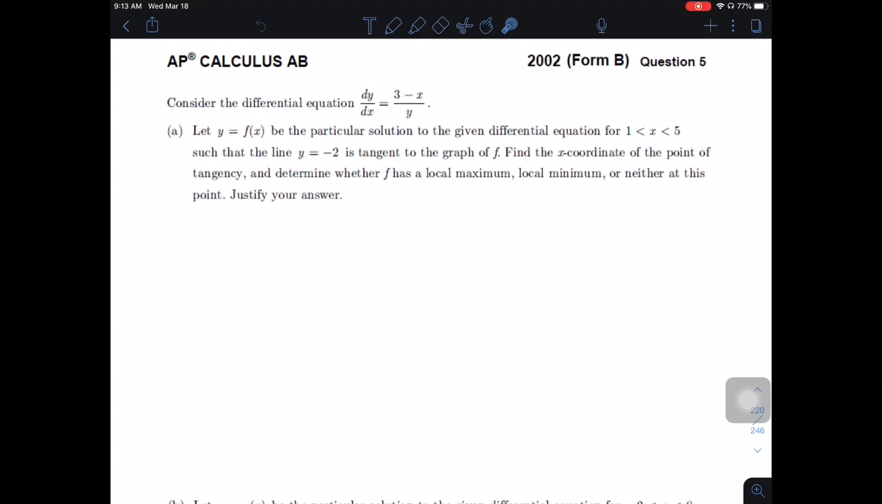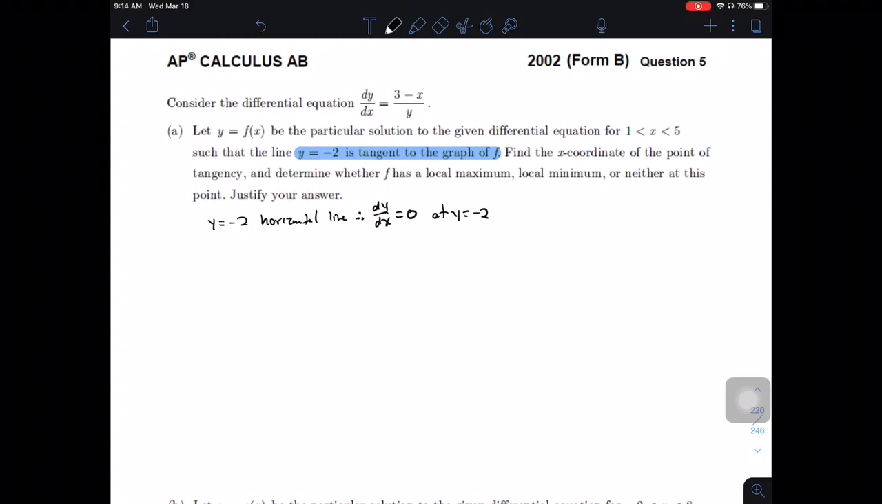Y equals -2 is a horizontal line. Horizontal lines have a slope of 0. There is a ton of information packed in us knowing that. Find the x-coordinate of the point of tangency and determine whether f has a local maximum, minimum, or neither at this point. Justify your answer. So we got lots to do here.